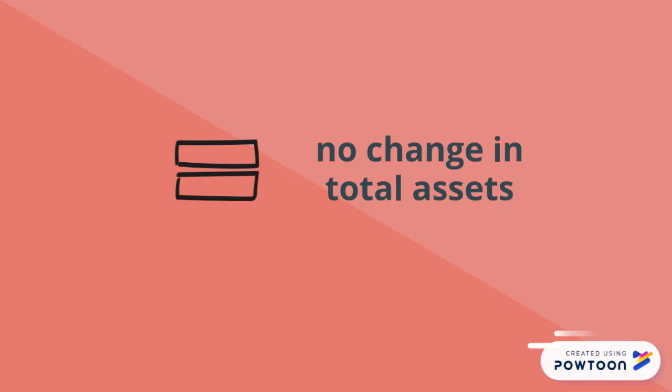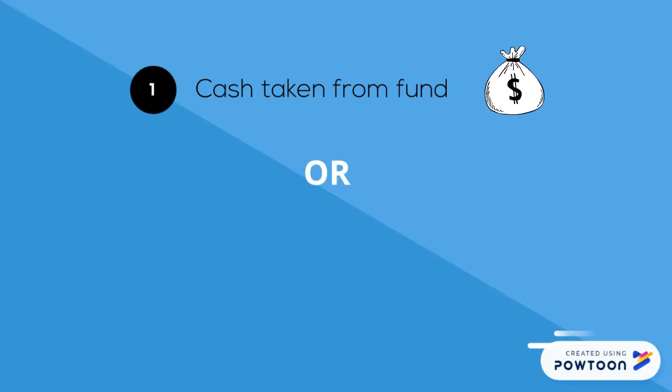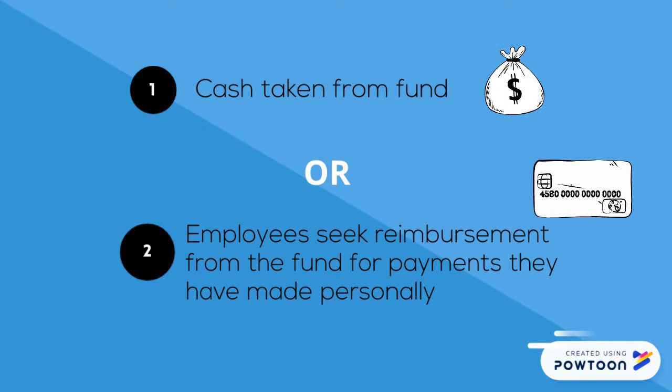Now that the fund has been established, cash can now be used to pay for qualifying expenditures. Payments are usually made in one of two ways. Cash can be taken from the fund to make the payment, or employees seek reimbursement from the fund for payments they have made personally.